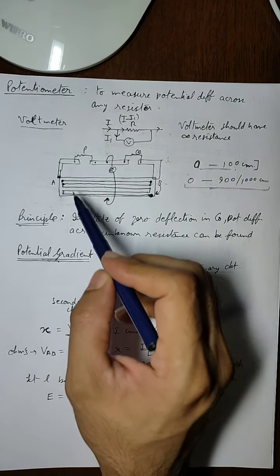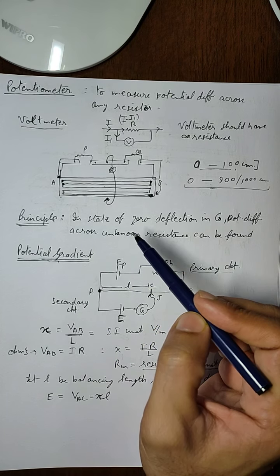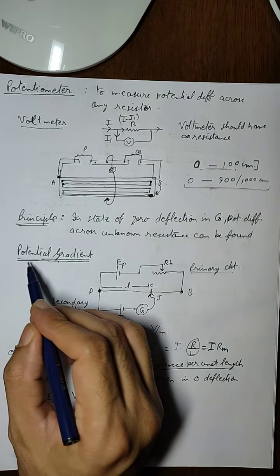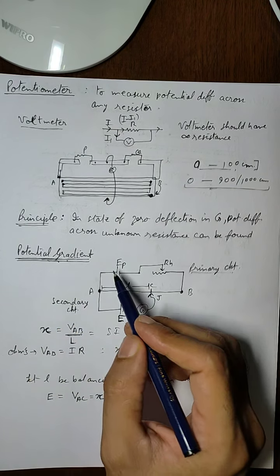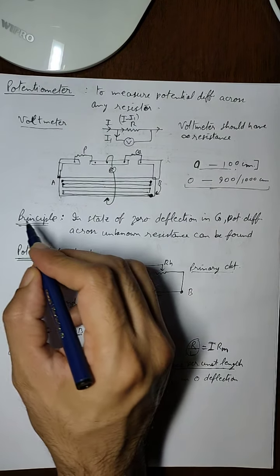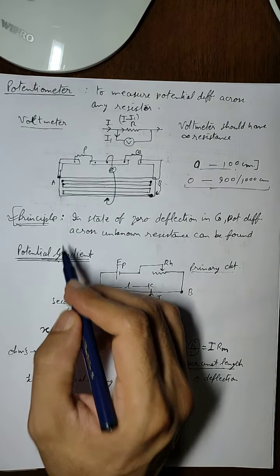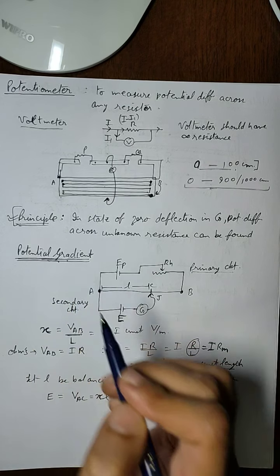Now let us find how to apply this potentiometer device. For that, the first thing that we do is to find the potential gradient. How do we find the potential gradient? We'll talk about the principle later in detail. First let us find what is the potential gradient.